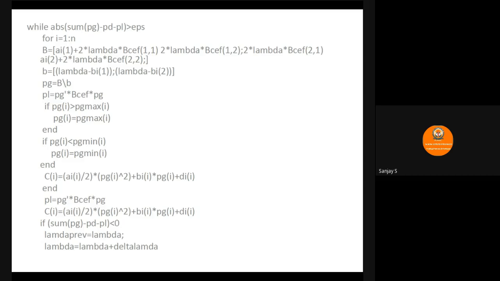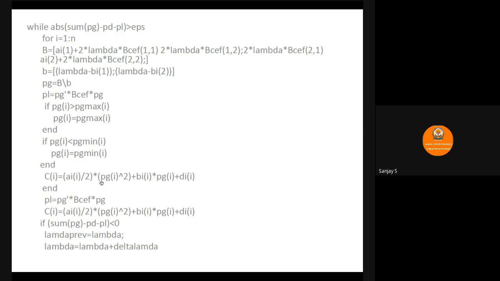Here we are going to define capital B, one variable. There is a formula for that capital B that is dropped here, and there is another formula for small b, another variable. So PG will be equal to capital B by small b. Anyway, this also will be discussed in the class later on. PL is PG transpose into B coefficient into PG. PG is a matrix, B coefficient is another matrix. So PG transpose into B coefficient into PG will give you transmission loss. This already has been done in the class. If PGI is greater than PGI max, PGI will be set equal to maximum. If PGI is less than PGI minimum, set it equal to minimum.